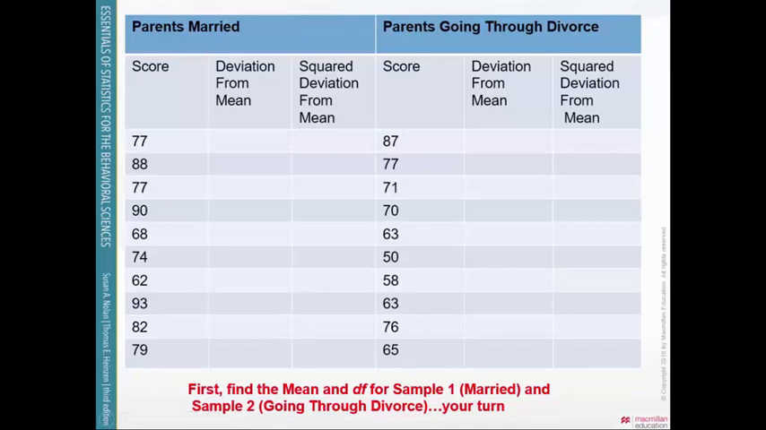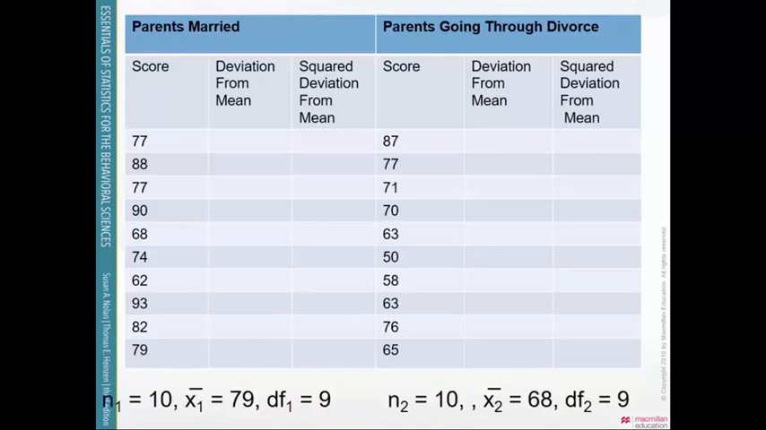And degrees of freedom, if you remember, is the formula n minus 1, our favorite formula. So for parents married, it's going to be 10 minus 1, so there's 9, and same here for parents going through divorce. So go ahead and find the mean and degrees of freedom, and once you've done that, you can pause it and then go on after you found the mean.